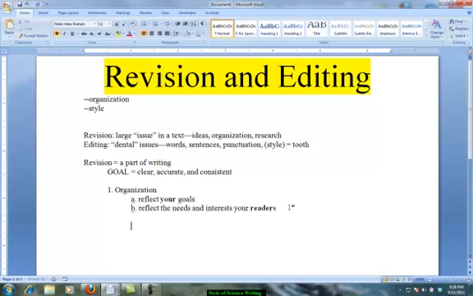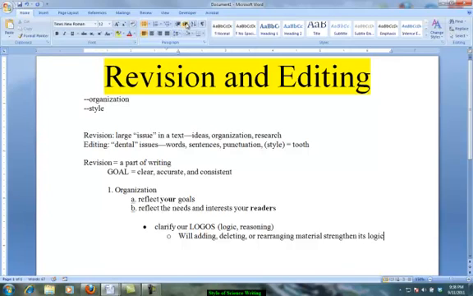So what organization helps us do, let's start a bulleted list. One is it helps us clarify our logic, our logos, our reasoning. Here's a question that might help you: will adding, deleting, or rearranging the material that you've written strengthen its logic?